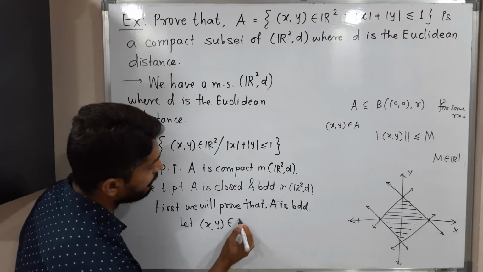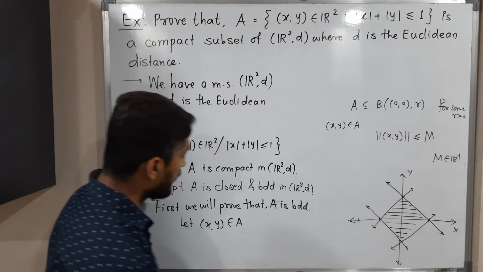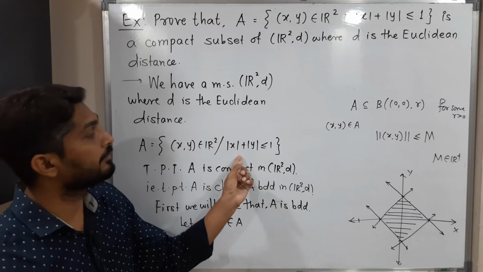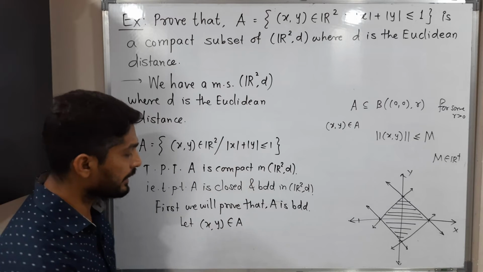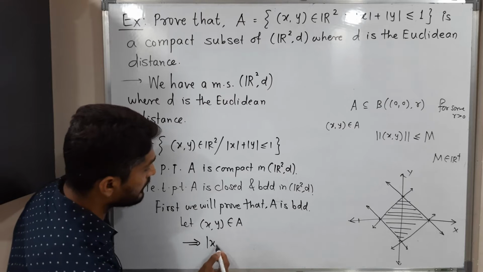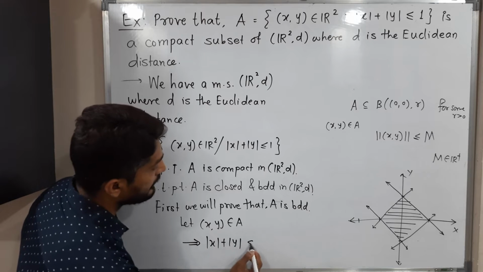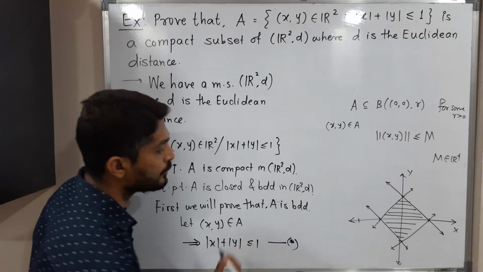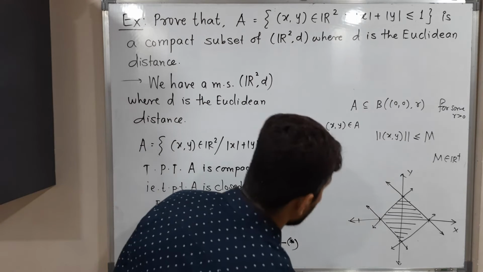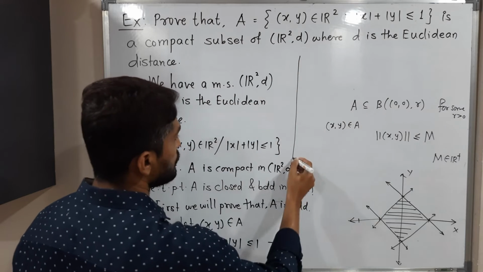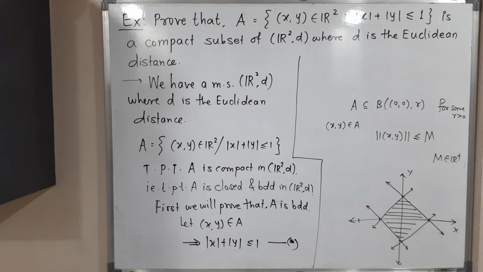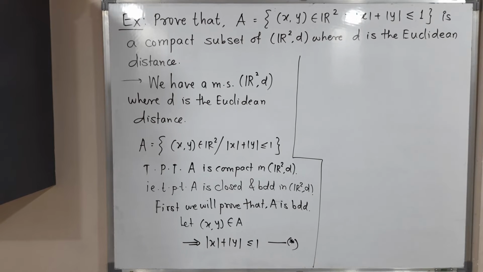I am taking any point from A. So (x, y) is in A, it means it satisfies the definition of A, and the definition of A says |x| + |y| is less than or equal to 1. So this is very important information we have got, so I am calling it star. We are going to use it later, okay? Just a minute. The diagram is not required, so let me remove it now. So let us consider the norm of (x, y), okay?